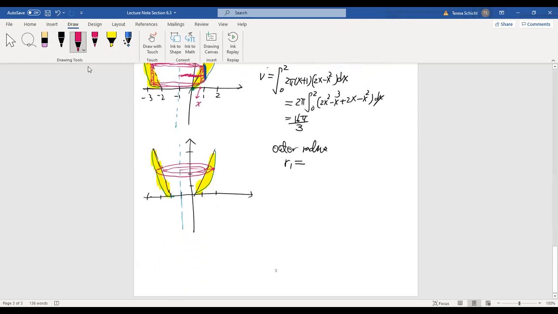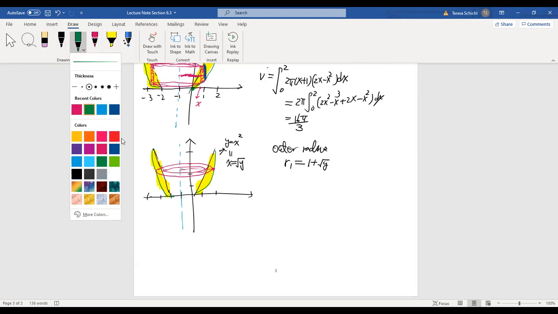Remember, this is y equal to x squared. But when I try to integrate with respect to y, I need to change it to a function of y. So x equal to the square root of y. This will be my radius. But because of the shift, the outer radius will be 1 plus the square root of y. Correct?